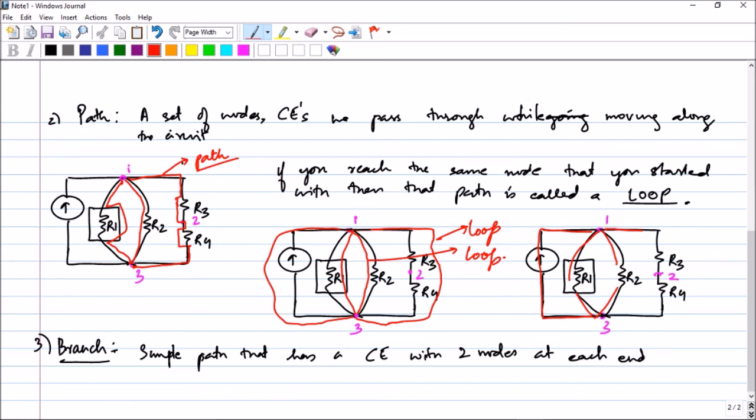Between 1 and 2 you are having a path here. So that is the fourth branch. Between 2 and 3 you are having another circuit element. Therefore the number of branches is equal to 5. So if somebody asks you to find the number of branches, all you do is find the number of circuit elements. So 1, 2, 3, 4 and 5. The number of branches in a circuit is equal to the number of circuit elements in the circuit. Alright?